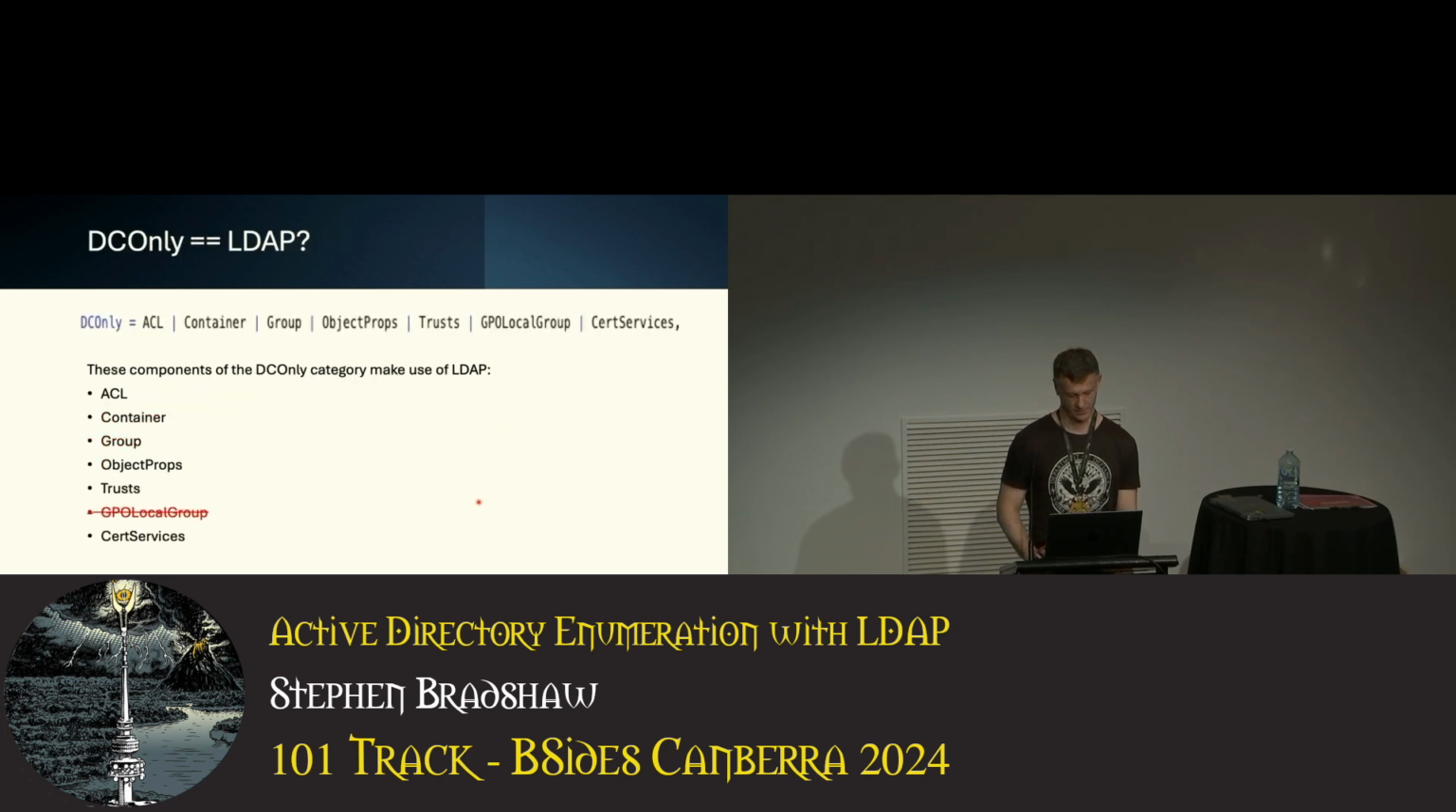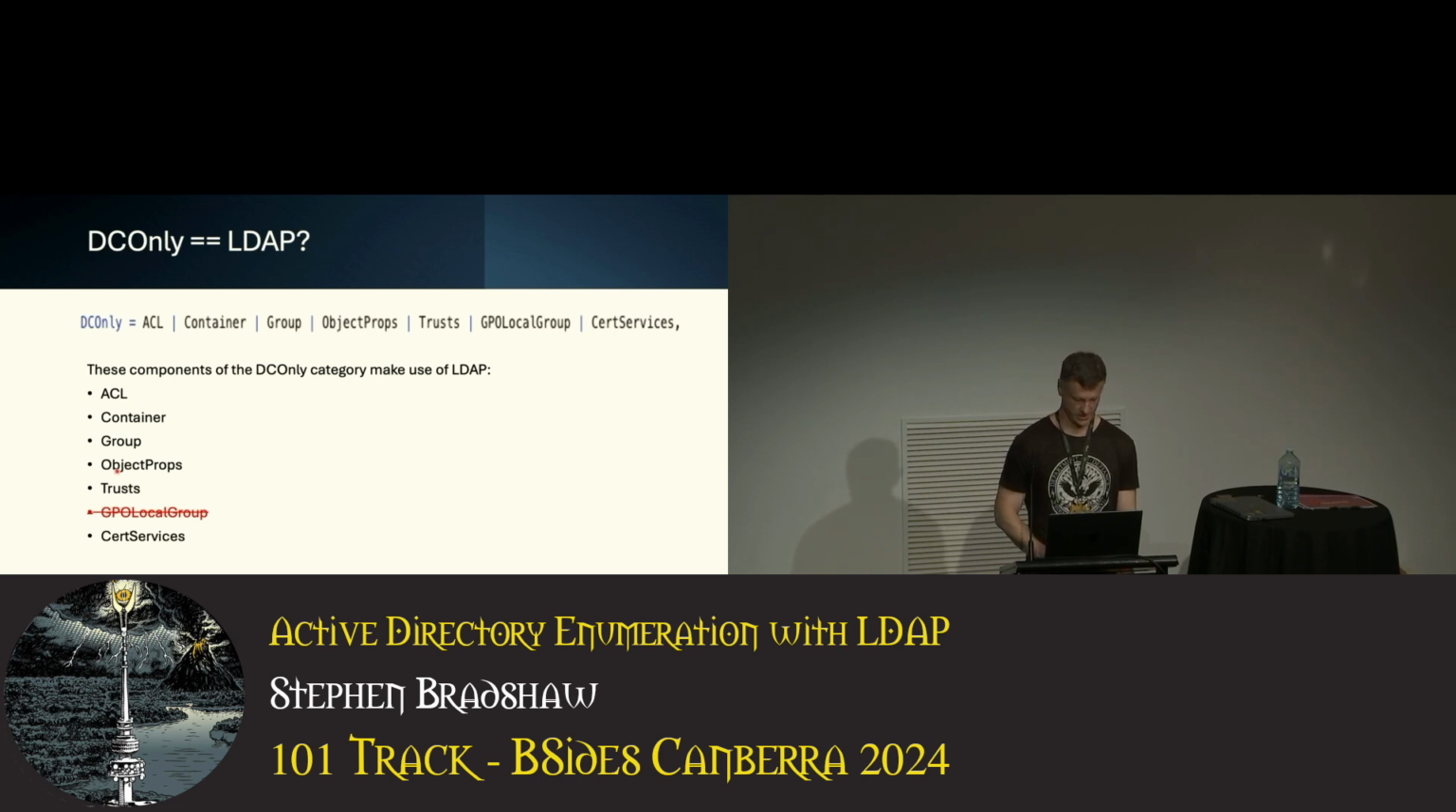Now let's jump over and have a look at this category of collection approaches known as DC only. As you might guess, the category is named this because it is collection that can be done from a single domain controller. When we look in detail at how each of these work, we find that the majority of them only use LDAP. There is one exception, which I've crossed out right here, GPO local group. This requires that you connect to the file system of the domain controller, pull back its group policy objects, and parse them for local group membership information.